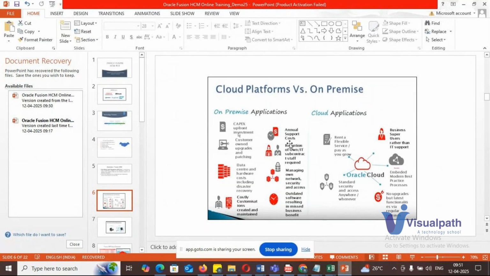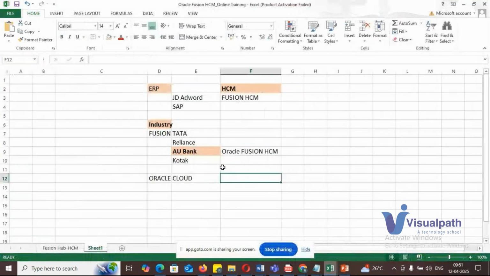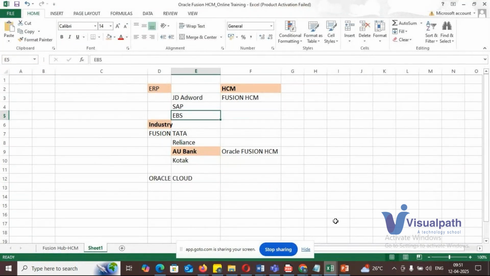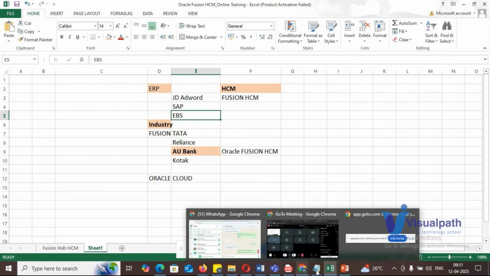Here you can see the annual support cost and retention. Earlier, these functions were used only on premises. If I talk about EBS, in EBS you needed to maintain your server, and JD Edwards as well. You need to install, set up the hardware configuration and meet the exact requirement, and based on the requirement, we have to do the configuration in the system.